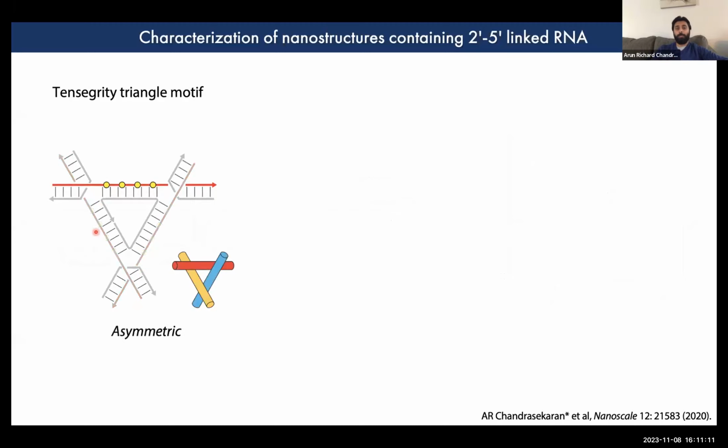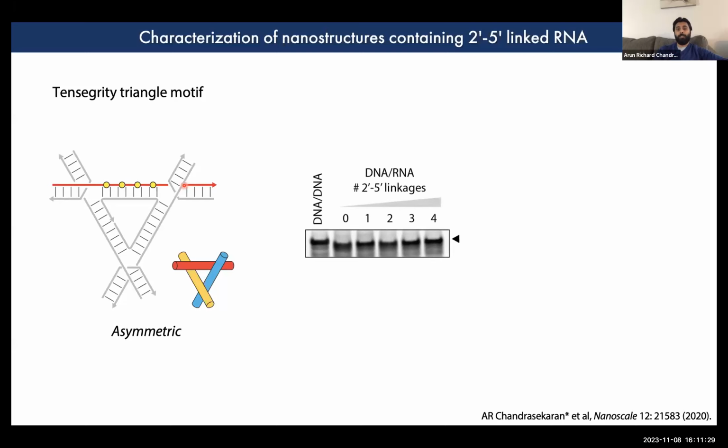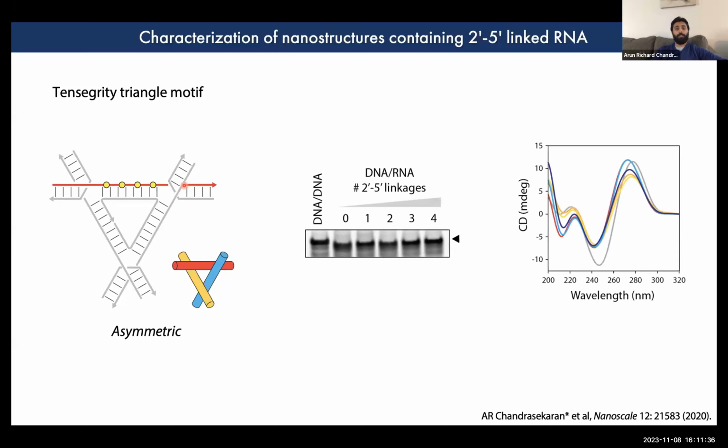So we changed to an asymmetric design where we formed the triangle with 7 unique strands. So the 3 double helical turns now contain different sequences. So now we can change only one strand to RNA and then modify it to contain a different number of linkages. We then assembled these structures, tested assembly with different numbers of linkages, and showed that it has minimal impact on the assembly. And again, we showed using CD that these structures move from B form to A form on the incorporation of RNA and 2'-5' linkages.